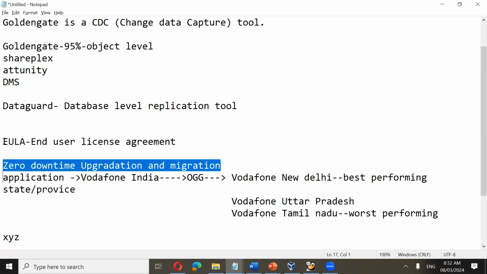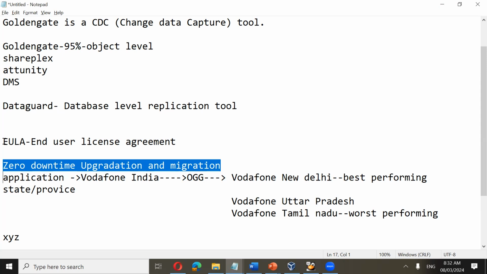So what they want to do with the cloud migration is ensure that zero downtime is happening, so that they don't have to take any downtime in their environment. Okay. So this is another reason Golden Gate is used for zero downtime upgradation and migration. So that's why this is getting very popular now.